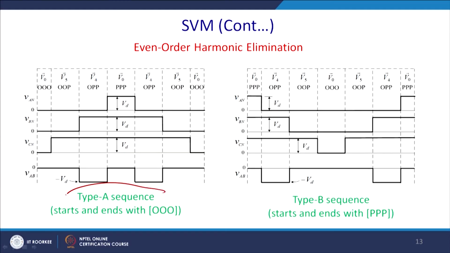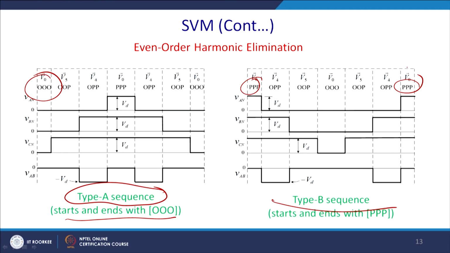First, take the sequence A. So, in sequence A you have a logic: you want to generate VAB, you start with 0 0 0, thereafter OPP, thereafter OOP, thereafter OPP, thereafter all the sequence will come, and you can see that this starts and ends with the 0 and this side also 0. And here there is another sequence, this starts with the P and ends with the P.